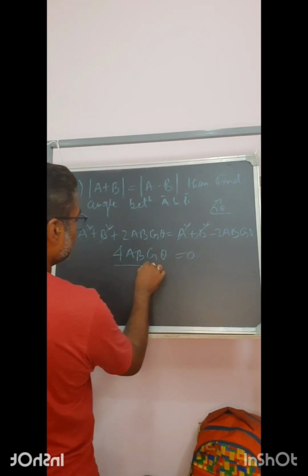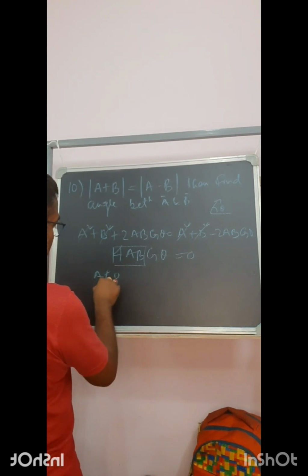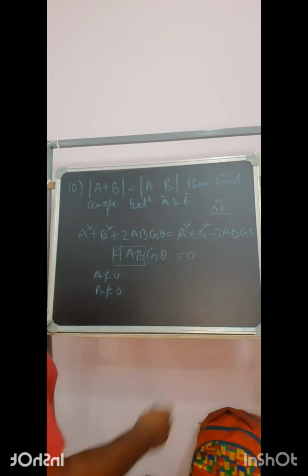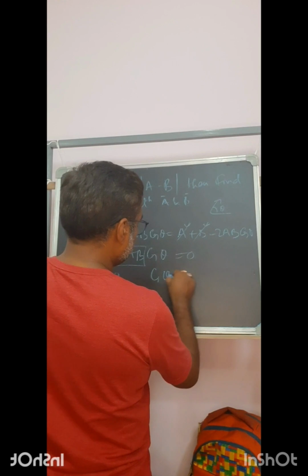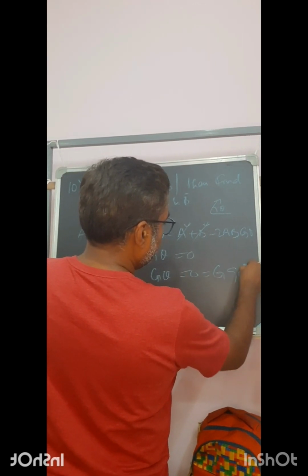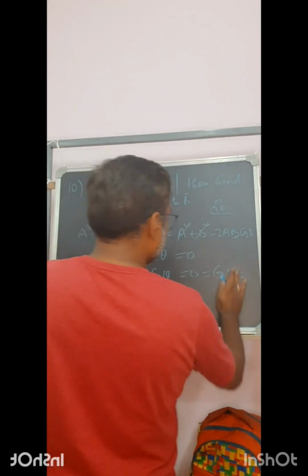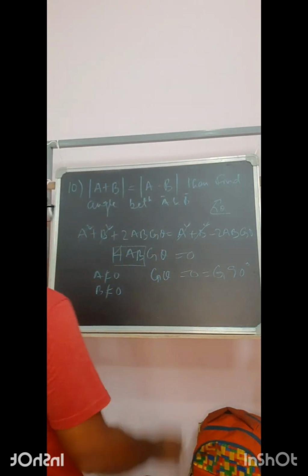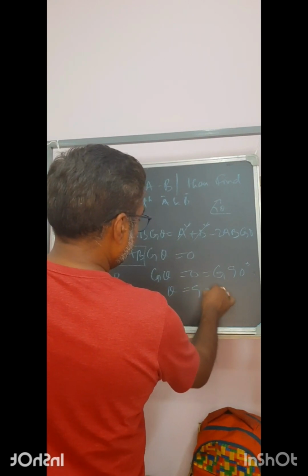So on the same logic as the earlier one, A cannot be 0, B cannot be 0, because any vector with a null vector cannot decide the angle. So I cannot take this. So rather cos theta is equal to 0. That means cos 90 degree. Here nothing extra is coming. So cos 90, so theta is equal to 90 degree.